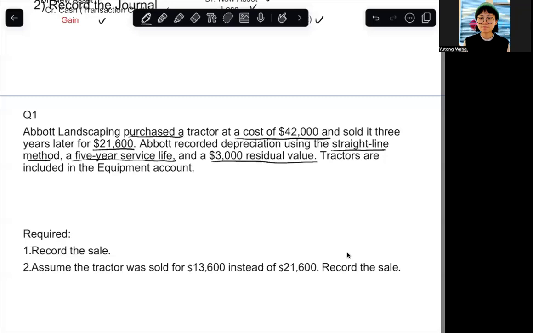How to calculate that? We should know the accumulated depreciation first, and then we can calculate the book value at the time of sale using the original cost, the book value at the beginning, minus the accumulated depreciation. Then we can get the book value at sale, and we can calculate the gain or loss. So let's do it.